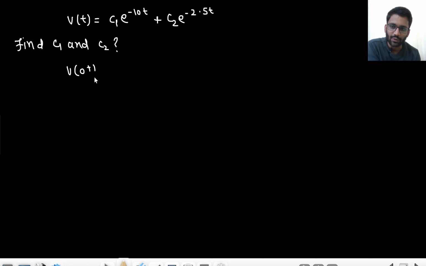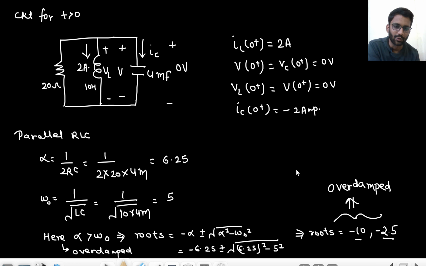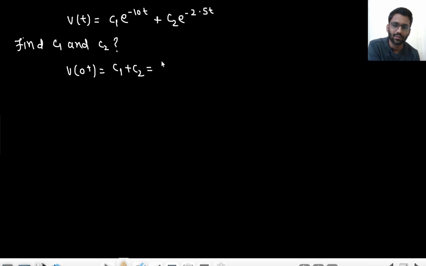V of 0 plus, what is V of 0 plus? That is C1 plus C2. What is the value? V of 0 plus is 0 volt. That means C1 plus C2 is 0, not volt, 0.